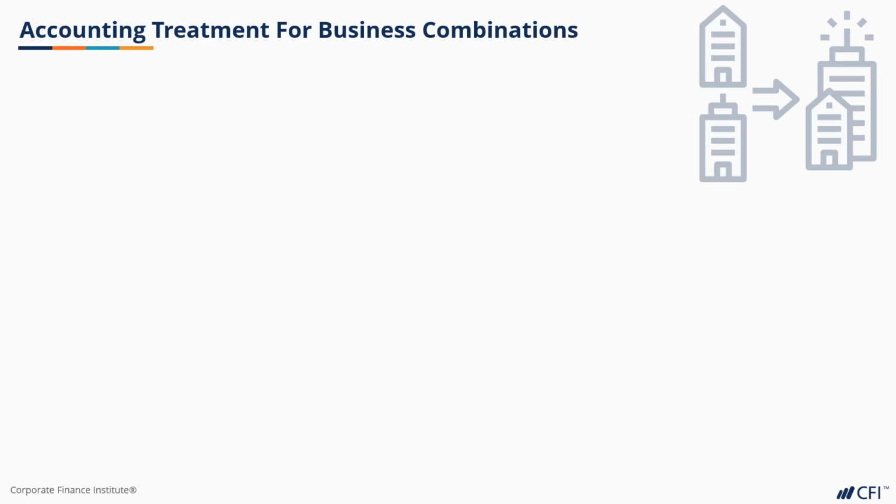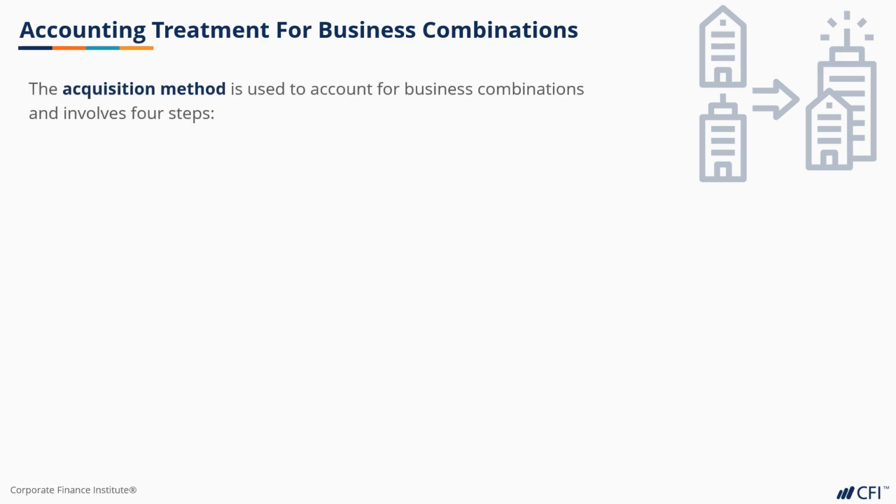Once a transaction has been identified as being a business combination, the proper accounting treatment can then be applied. The acquisition method is used to account for business combinations and requires all of the following steps.